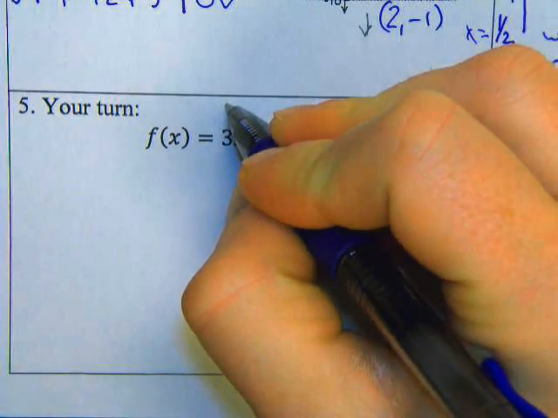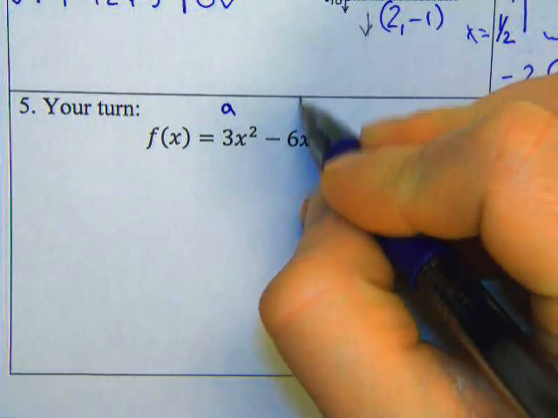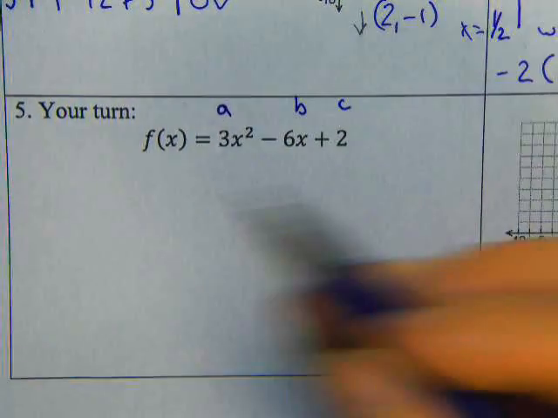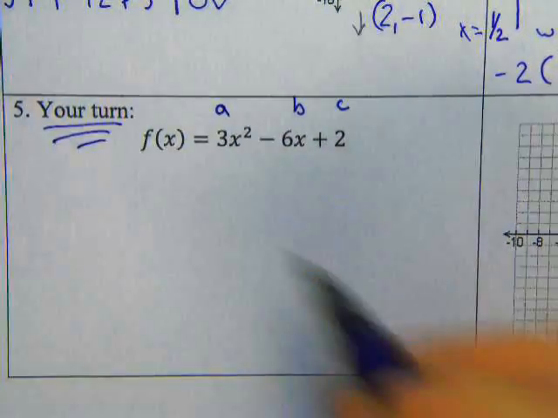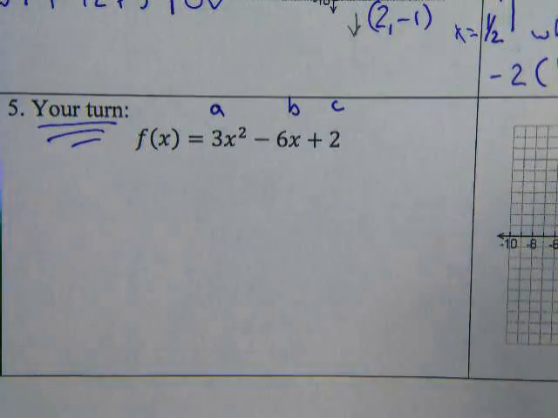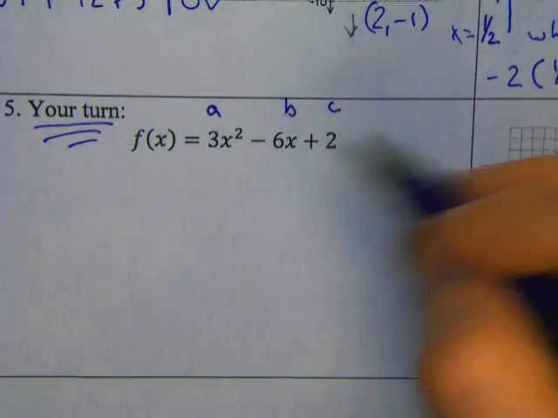A, B, C. It says your turn. If you want to pause the video here and take a run at it, go for it, and then you can either go through the steps or scroll through to the end. That's totally fair. A is positive, so going up.